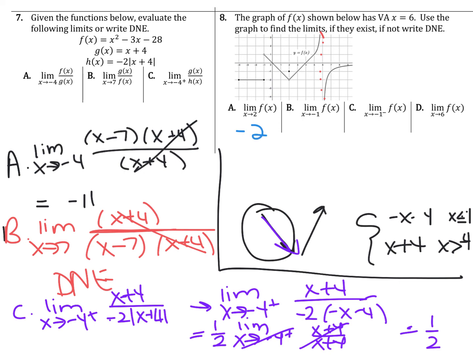The limit as x approaches -1, and this is a two-sided limit, is not going to exist because we have a jump discontinuity there. So we can just write does not exist. Part C, the limit as x approaches -1 from the left, we can identify that's going to be -2. And the limit as x approaches 6 is going to not exist since we have a vertical asymptote there.